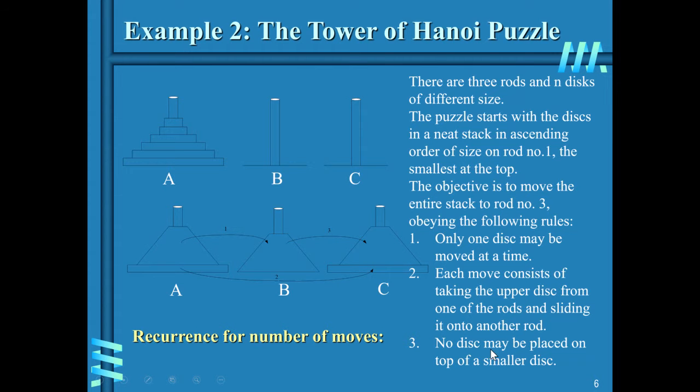Rule 3. No disk may be placed on top of smaller disks. So we want to move the whole stack from pole A to pole C, but we have to move one disk at a time and make sure the smaller disk is always on top of a bigger disk.